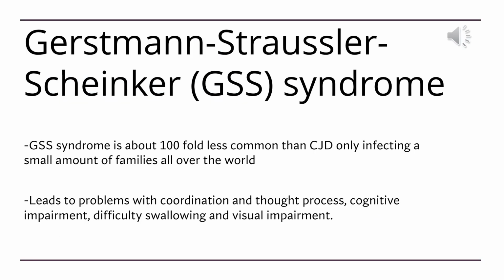GSS syndrome. GSS syndrome is less common than normal CJD. It is about 100-fold less common, and it only affects a small amount of families all over the world. I believe it was around 10 to 11 families per year that it affects. It can lead to problems with coordination and thought process, as well as cognitive impairment, visual impairment, and difficulty swallowing.